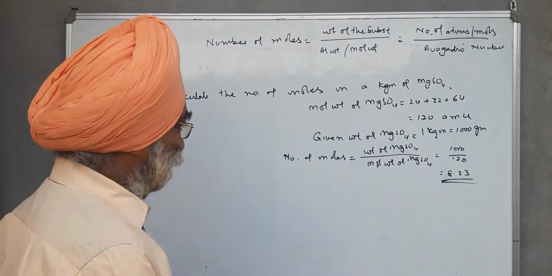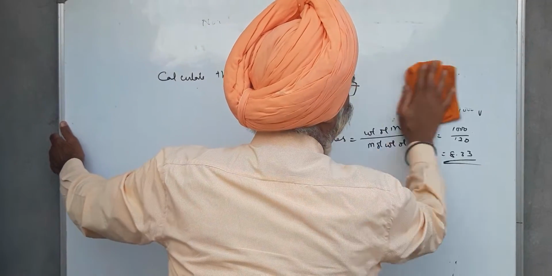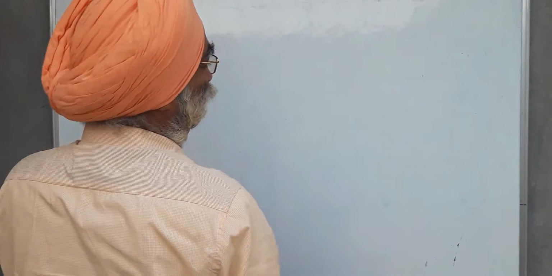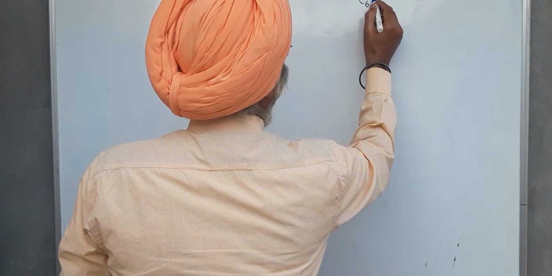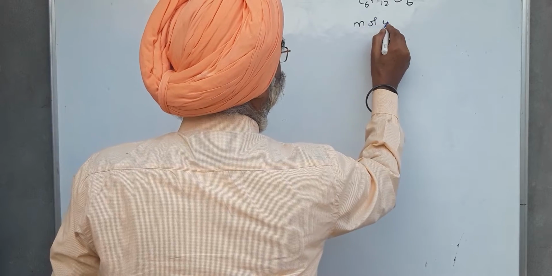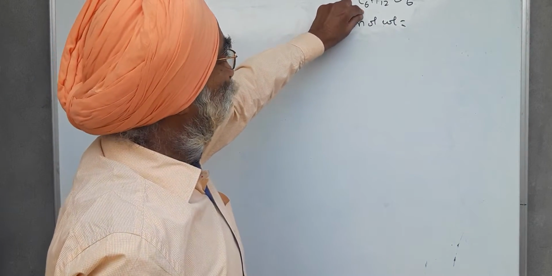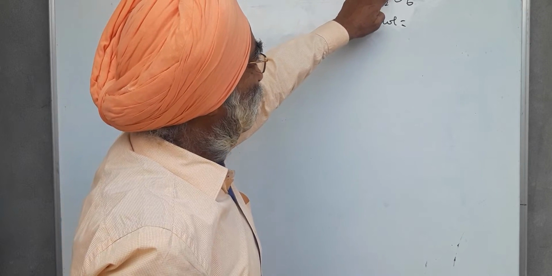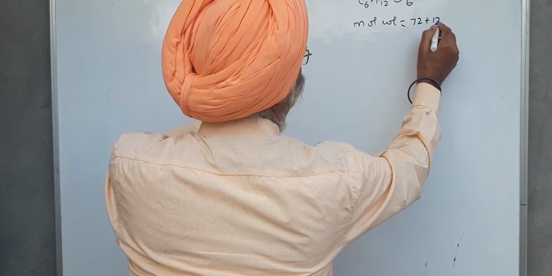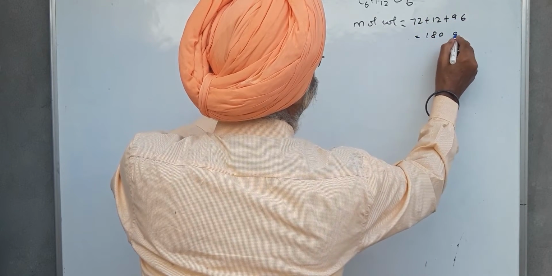We have a molecular formula C6H12O6. Molecular weight is 12 into 6 plus 12 plus 16 into 6, 72 plus 12 plus 96, it is 180 AMU.